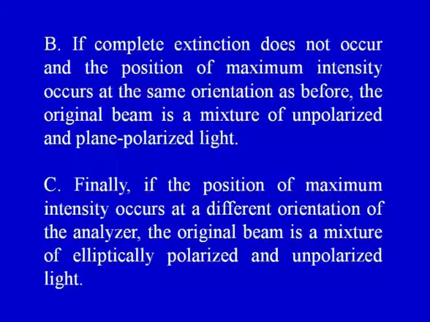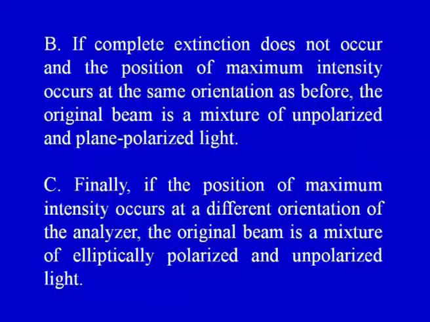B, if complete extinction does not occur and the position of maximum intensity occurs at the same orientation as before putting the quarter wave plate, the original beam is a mixture of unpolarized and plane polarized light. The case C finally, if there is again a variation, but the position of maximum intensity occurs at a different orientation of the analyzer, in this case, the original beam is a mixture of elliptically polarized and unpolarized light.